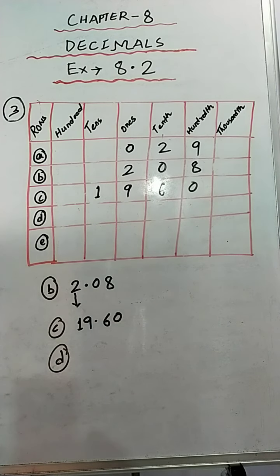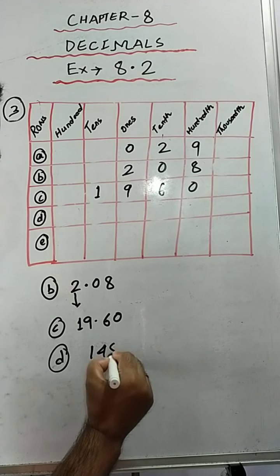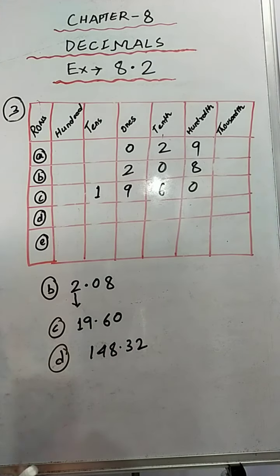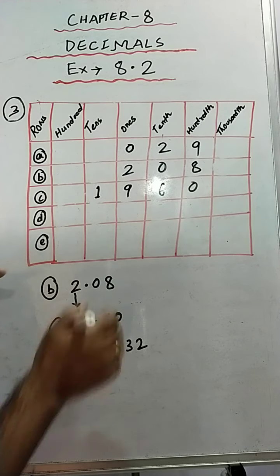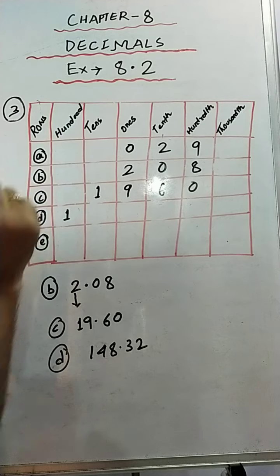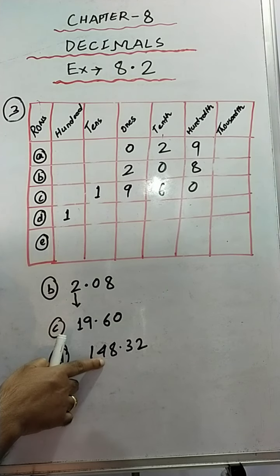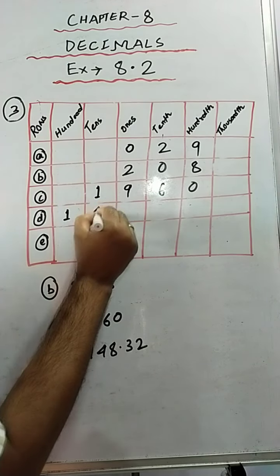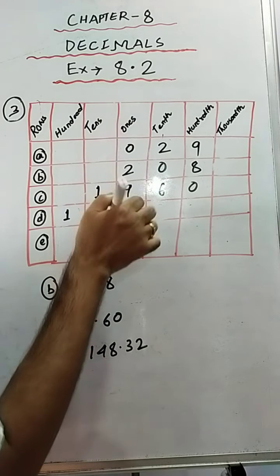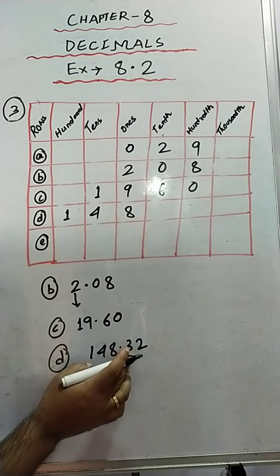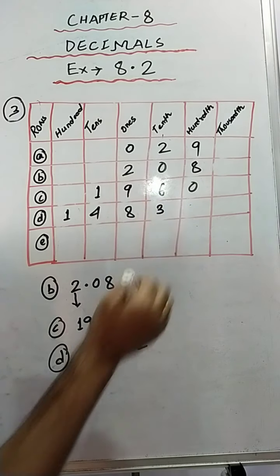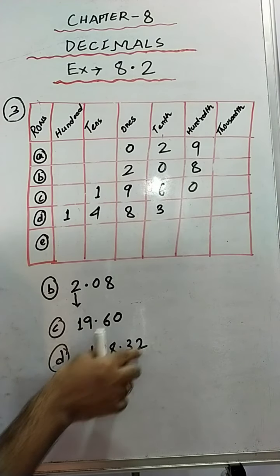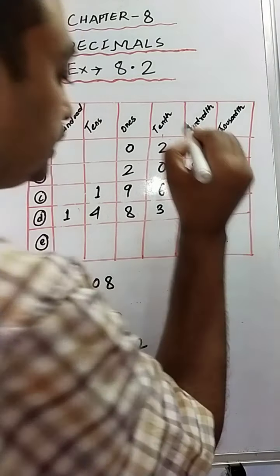Now what is sum number D? In sum number D we have 148.32. Now let's start from the extreme left. What is the place value of 1? Hundreds. So we'll place it under the hundreds column. Now what is the place value of 4? Tens. We'll put it under tens. What is the place value of 8? Ones. So we'll put it here. What is the place value of 3? That is tenth. So we'll put it under tenth. And what is the place value of 2? The place value of 2 is hundredth.